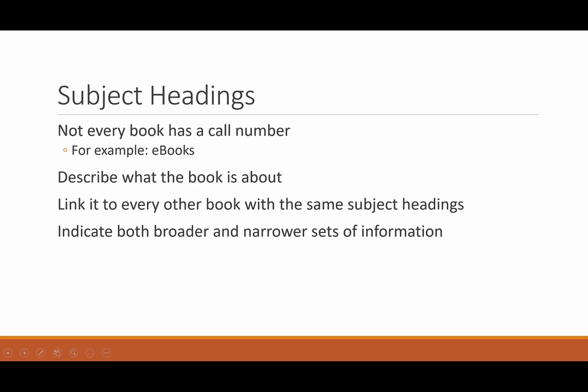Another way we arrange information is by using subject headings. We do this because not every book in the library has a call number. For example, ebooks do not have call numbers. Subject headings describe what the book is about and link it to every other book in our catalog with the same subject heading. We use subject headings to indicate both broader and narrower sets of information.